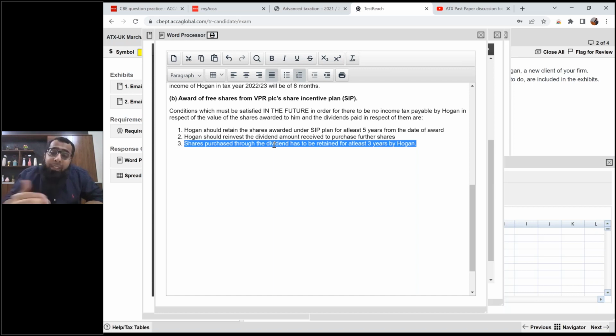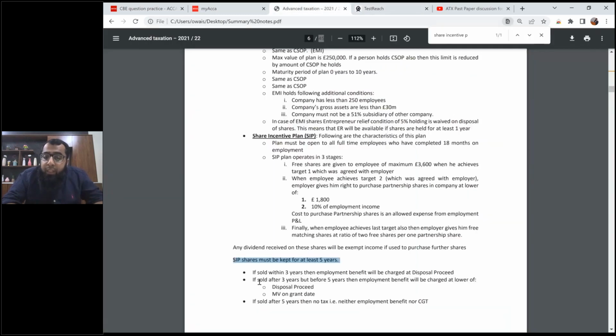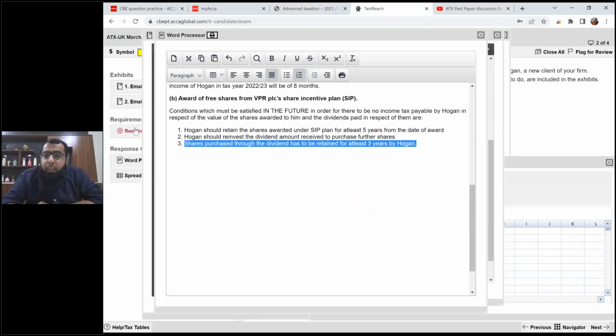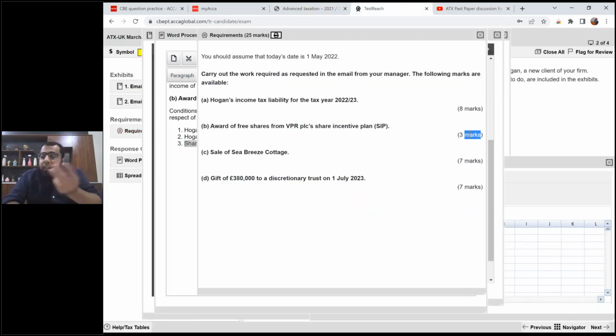See, one student has asked why we are not explaining the two situations: that if we sell before 3 years, then the tax is on disposal proceeds, and if we sell after 3 years but before 5 years, then the tax is on the lower of, like the rules which are written here. Why are we not explaining them? Because look at the marks in the requirement. There are only 3 marks, so writing so many rules in detail would be a waste of your time.